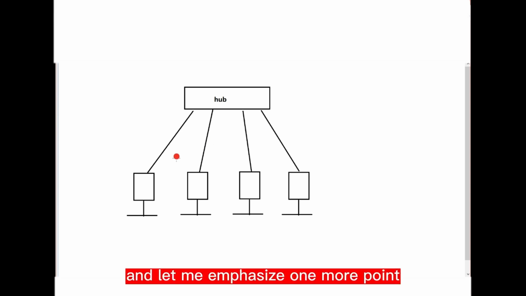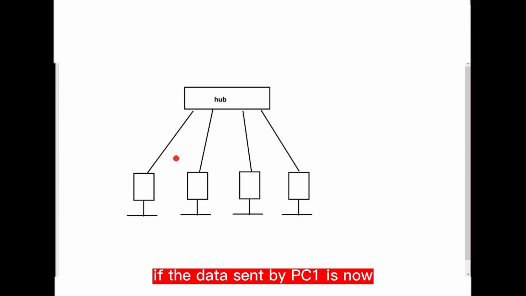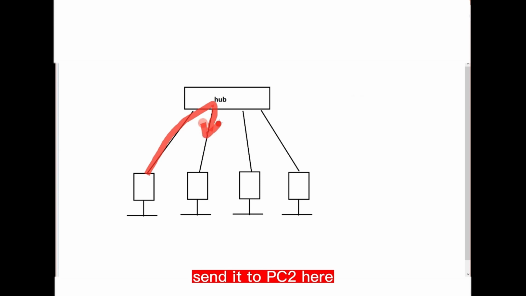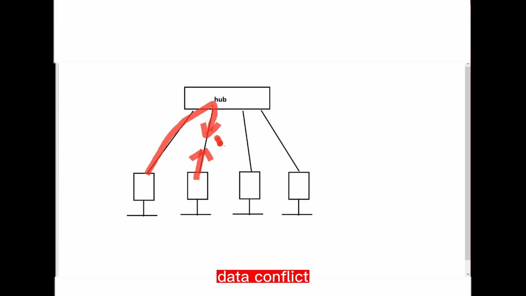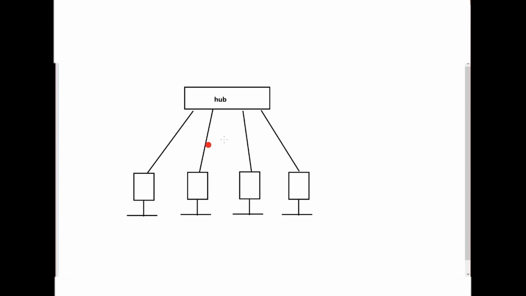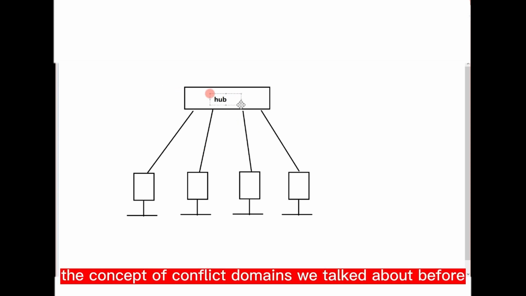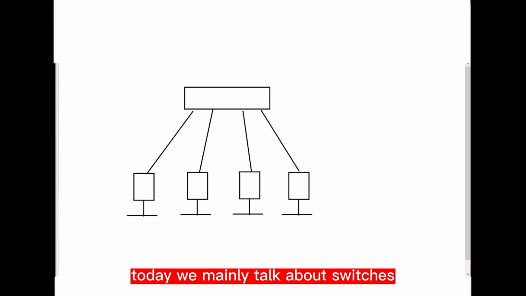Let me emphasize one more point. If PC1 sends data to PC2 here, they cannot be sent out at the same time. Data conflict occurs. Therefore, the work efficiency of the hub is relatively low. The concept of conflict domains we talked about before, we won't talk about today. Today we mainly talk about switches.